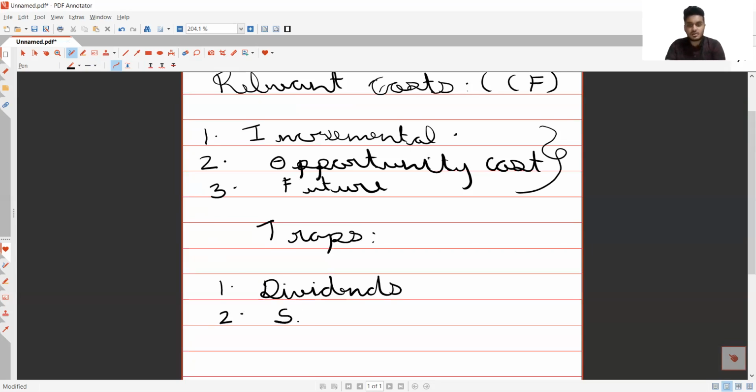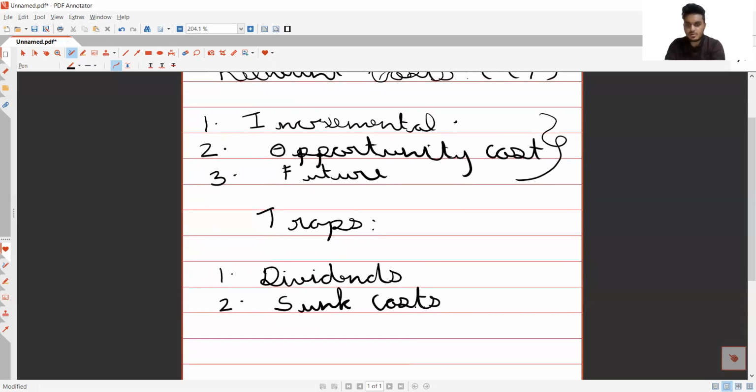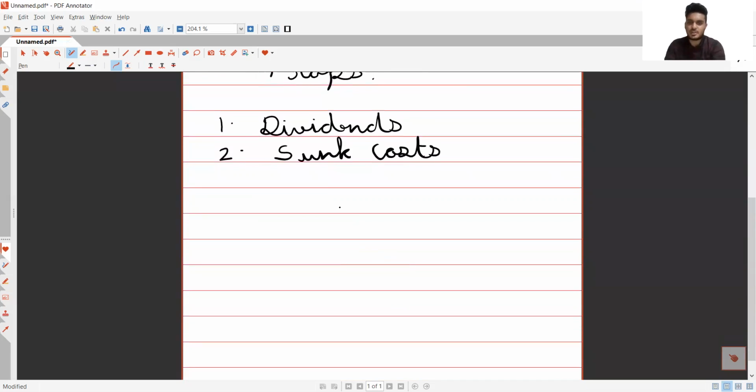Next, sunk costs. A very familiar terminology, at least for a few. All right, now guys, this requires a little bit of explanation. So what is meant by sunk costs? Sunk costs are basically your historical costs, rather the costs that have already been incurred. Costs that are already incurred are called historical costs.